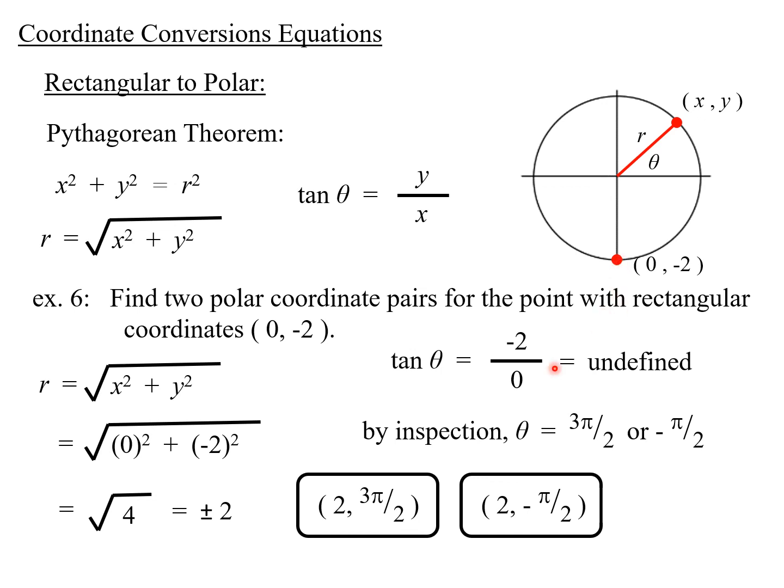Or if we wanted to use a negative 2, we could go to positive pi over 2, and then r is negative 2. So another possible name could be this.